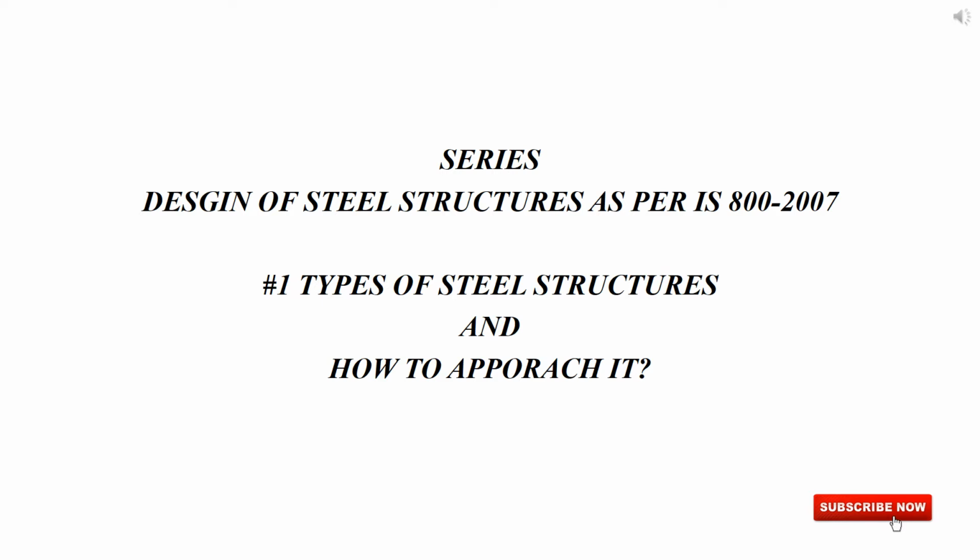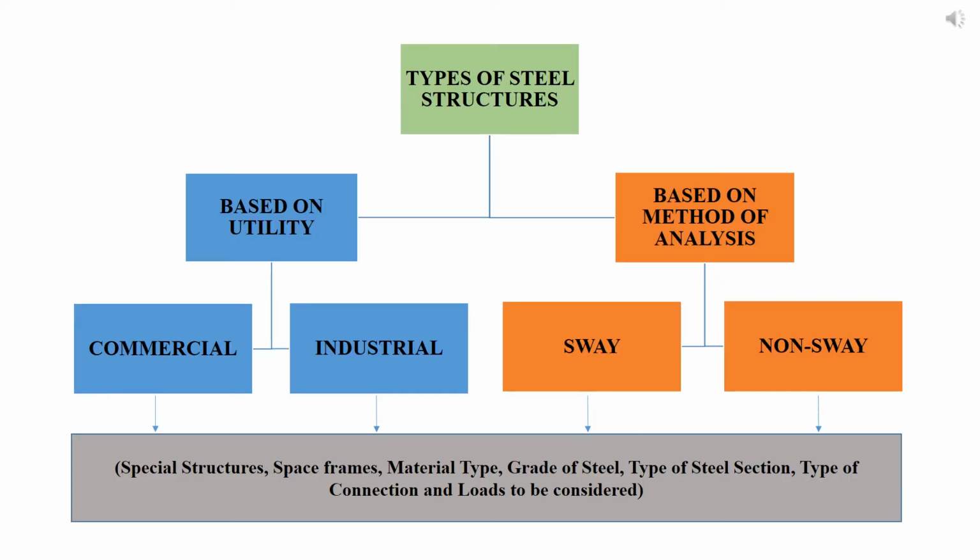In the continuity of design of steel structures as per IS 800-2007 introduction part, today through this video you can learn about types of steel structures and how to approach them. Majorly there is a wide range in usage of steel structures, but everything can be compiled within these types based on utility and based on method of analysis. Based on utility it is subdivided into commercial and industrial. Based on method of analysis it is subdivided into sway frame and non-sway frame.